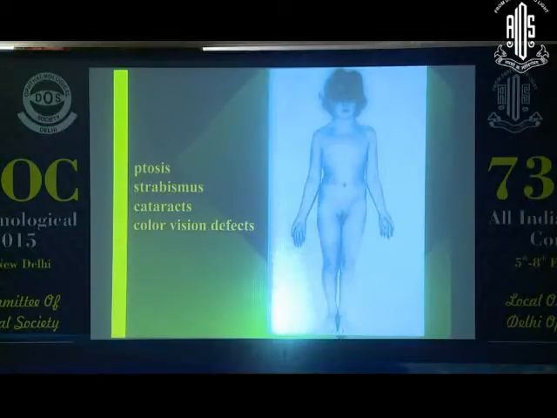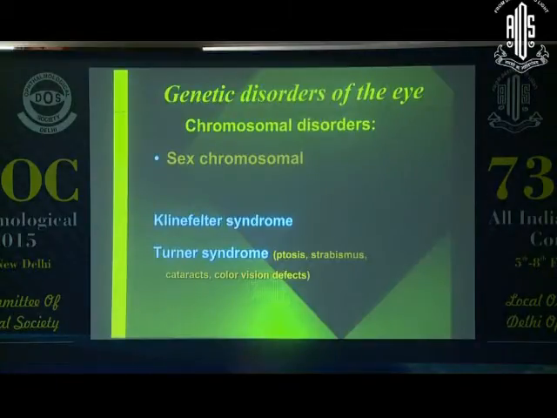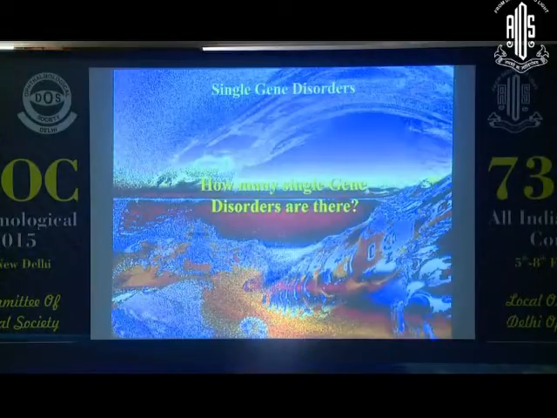You have to suspect 45X, and they do have other conditions as listed here. If you count the total number of chromosomes, they will have 45 chromosomes, and they lack one gender chromosome, and that's the reason they have the disorder. So in sex chromosomal disorders, you have Klinefelter as well as Turner syndrome that we saw.